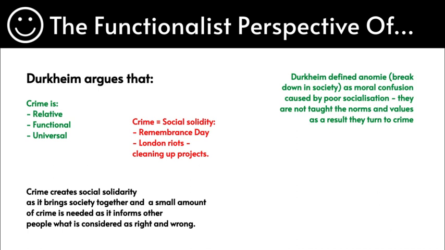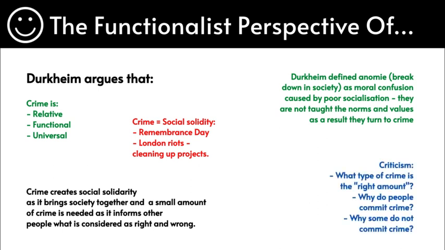Anomie is a breakdown in society which is caused by two factors, including moral confusion caused by poor socialization. These are the fact that people are not taught the norms and values. As a result, they commit crime. So Durkheim argues that there's this key term known as anomie, and when it takes place, individuals commit crime because they are not taught the norms and values. They're not set a right example. So as a result, it equals an increase in crime, hence why crime is relative, functional, and universal.